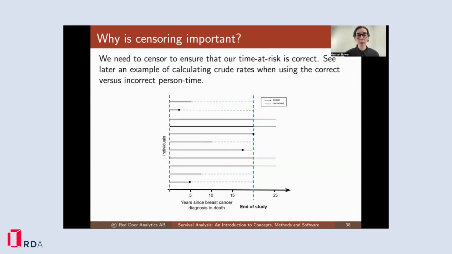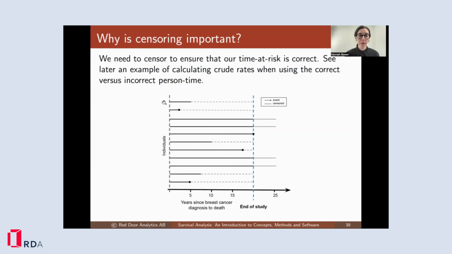Okay, but let's go back to right censoring. Why is this so important? Well, we need to censor to ensure that our time at risk is correct. Later, I will show you an example of calculating the crude rate of an event when using the correct versus the incorrect person time at risk, which is related to our censoring. You should be able to see later on, when we talk about rates, why this is really important.